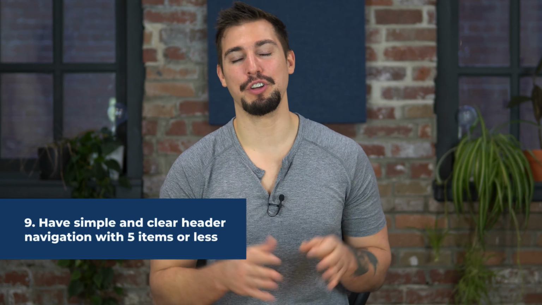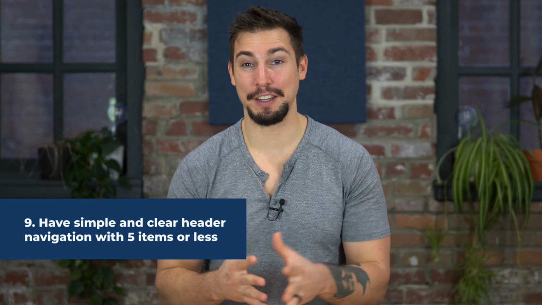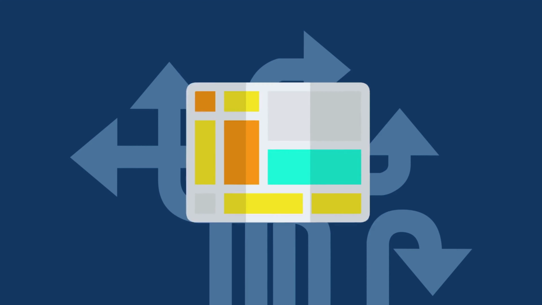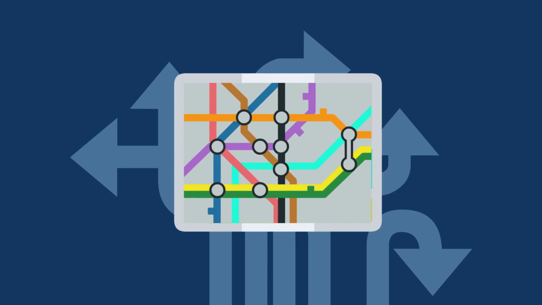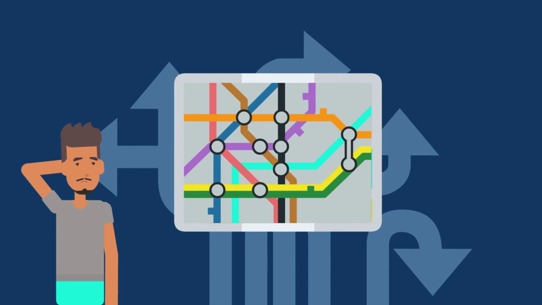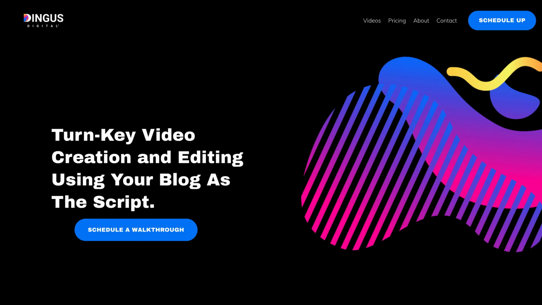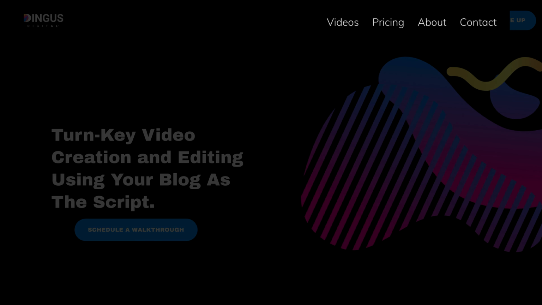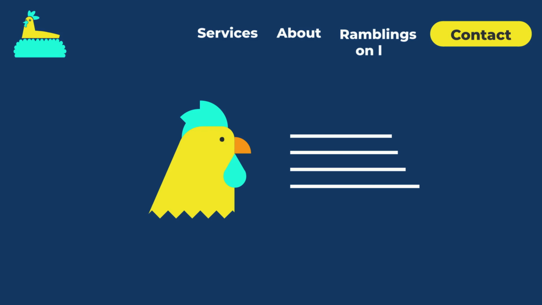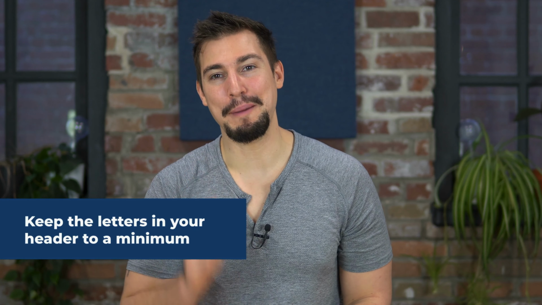Number 9. Make sure that your navigation is simple and clear. Now, websites are a great place to express creativity, but your header menu is a bad place to be creative. It's a map, and we generally don't like visually creative maps. In general, only have 5 or fewer navigation items, and don't name your blog Ramblings on Life. Just call it blog. Keep the letters to a minimum.